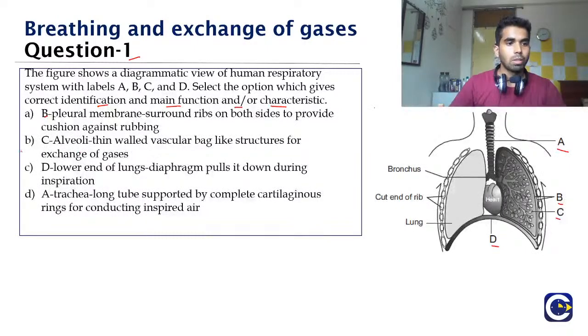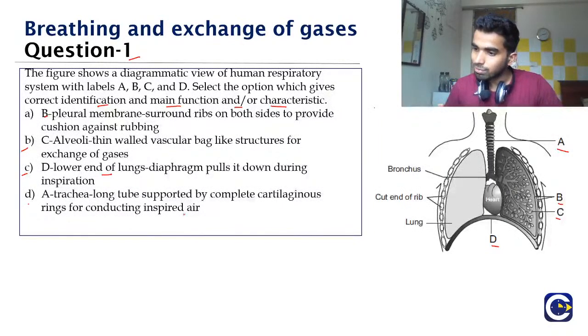Option B: C is alveoli and it is a thin-walled vascular bag-like structure for the exchange of gases. Option C: D is the lower end of the lungs and the diaphragm pulls it down during inspiration. And option D: A is trachea. It is a long tube supported by complete cartilaginous rings for conducting inspired air. So what will be the answer for this question?